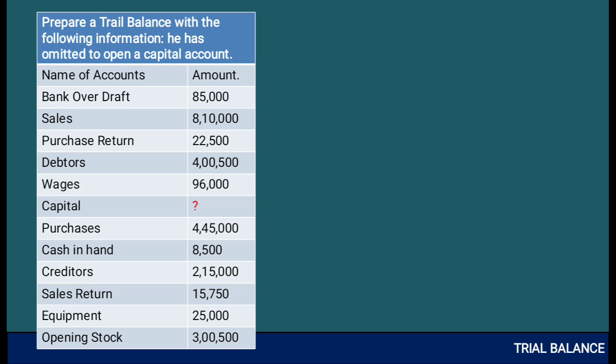minus total internal and external liabilities. Okay, so that is a simple equation. By using that formula we can calculate our capital first here, or we can directly prepare our trial balance. So we have to prepare the same format: name of accounts, debit balance and credit balance. So let's start.